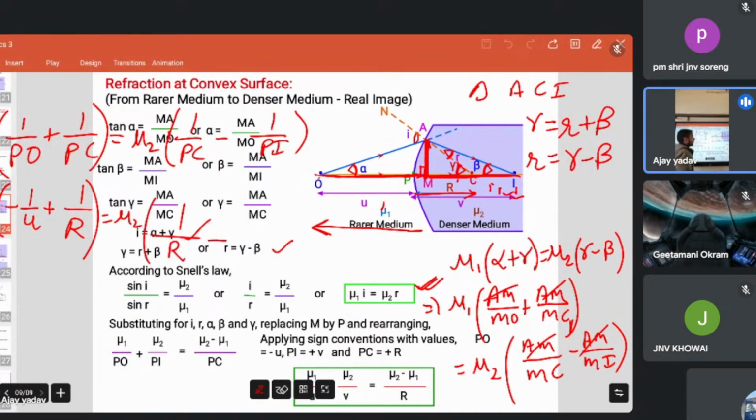PI means pole to image. According to sign convention, pole to image is positive. So minus 1 by v. So we reach here. This is the step. Now what will we do?